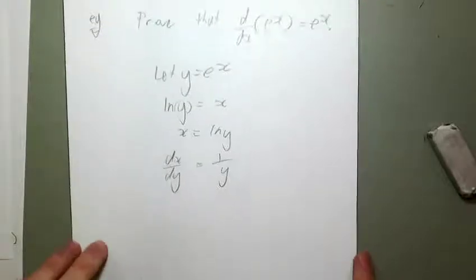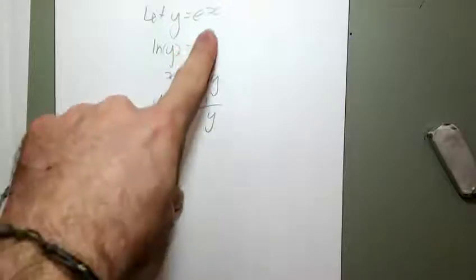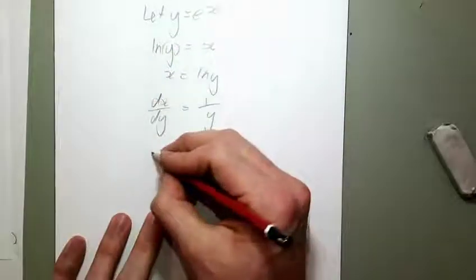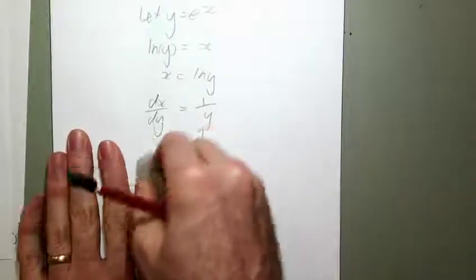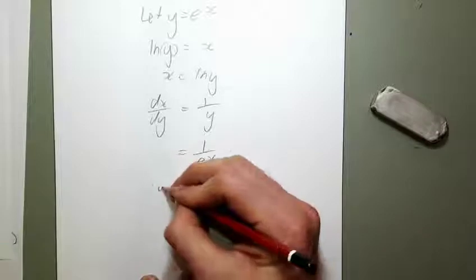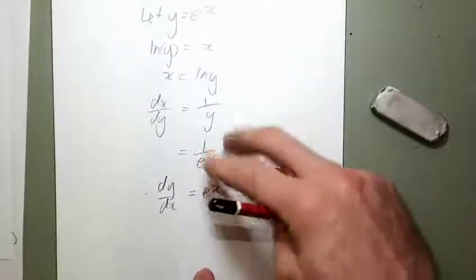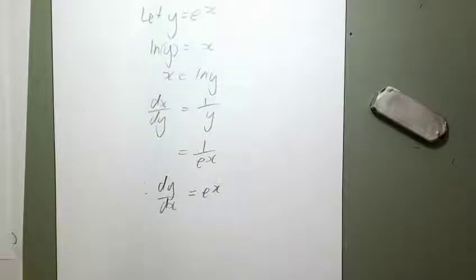Awesome. But y is e to the x. So we'll sub that in. And so therefore dy on dx is e to the x, because we'll do 1 over e to the x, which is e to the x. Brilliant! That's the proof.